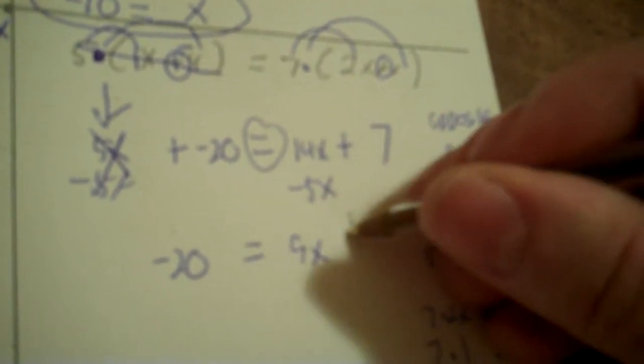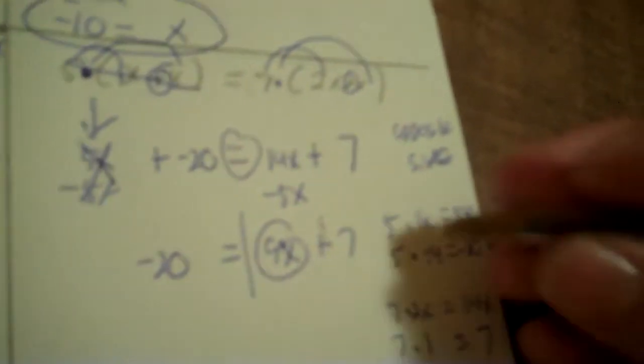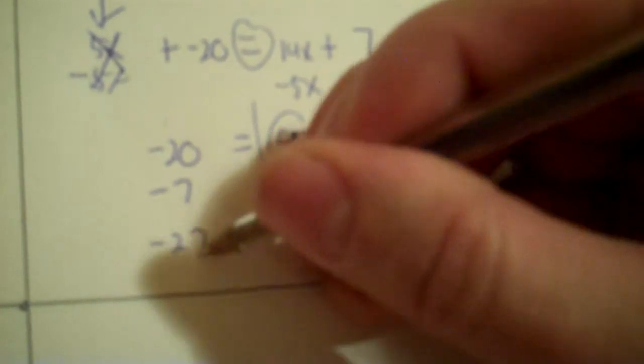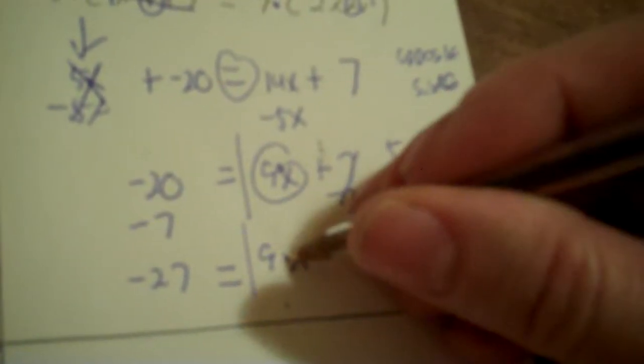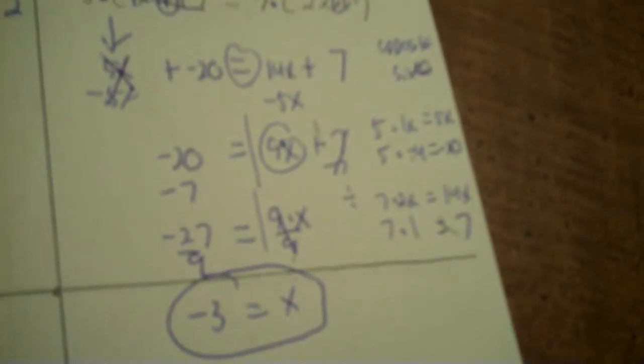So you got negative 20 and 9x plus 7. So times and plus. So you take out the plus number by minusing 7 because it's positive. Okay, negative 20 minus 7 is negative 27. Then you solve times by dividing by 9. Negative 27 divided by 9 is negative 3. Okay, negative 3 equals x.